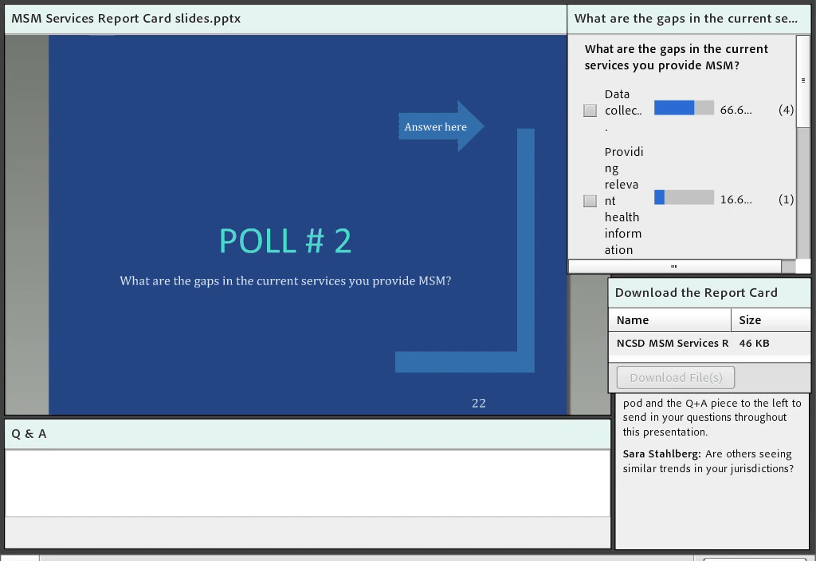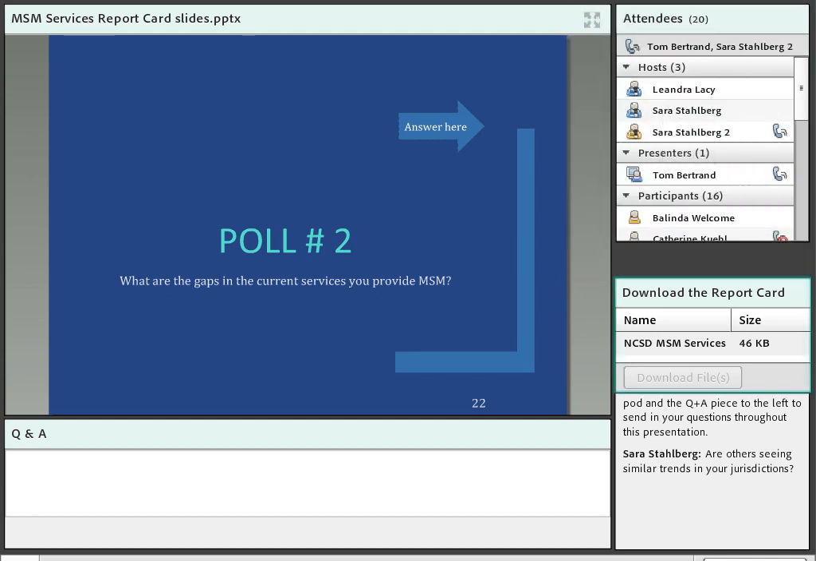Cool, so it looks like we're getting a good range of responses here. Cool, so it seems like there's a need centered around data collection and providing relevant services. And this is really helpful to us because we're going to use all of these responses and talking about how to improve this tool later on. So this is great. Okay, Tom, back to you.